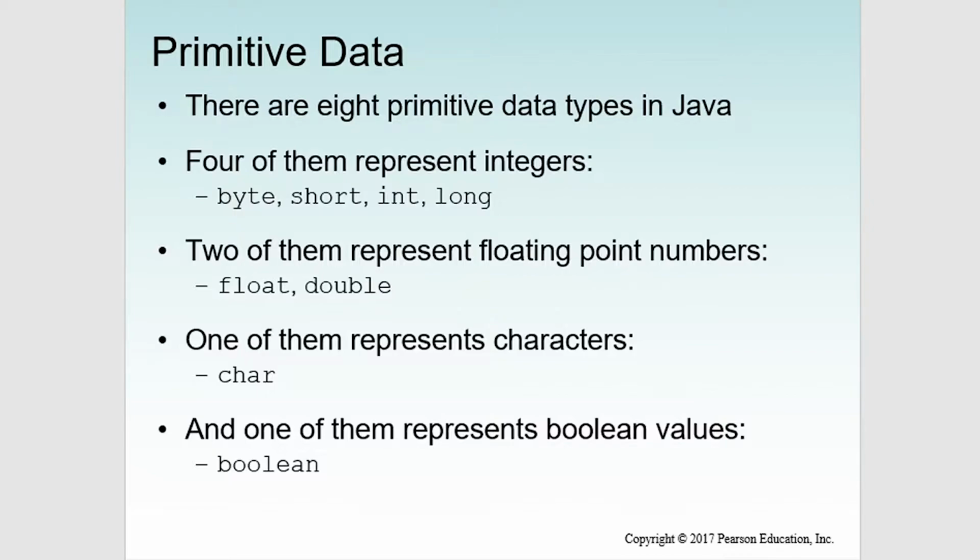If you're not familiar with a Boolean, it has 2 states. In Java, it's true or false. It can only be either one of those values, true or false.